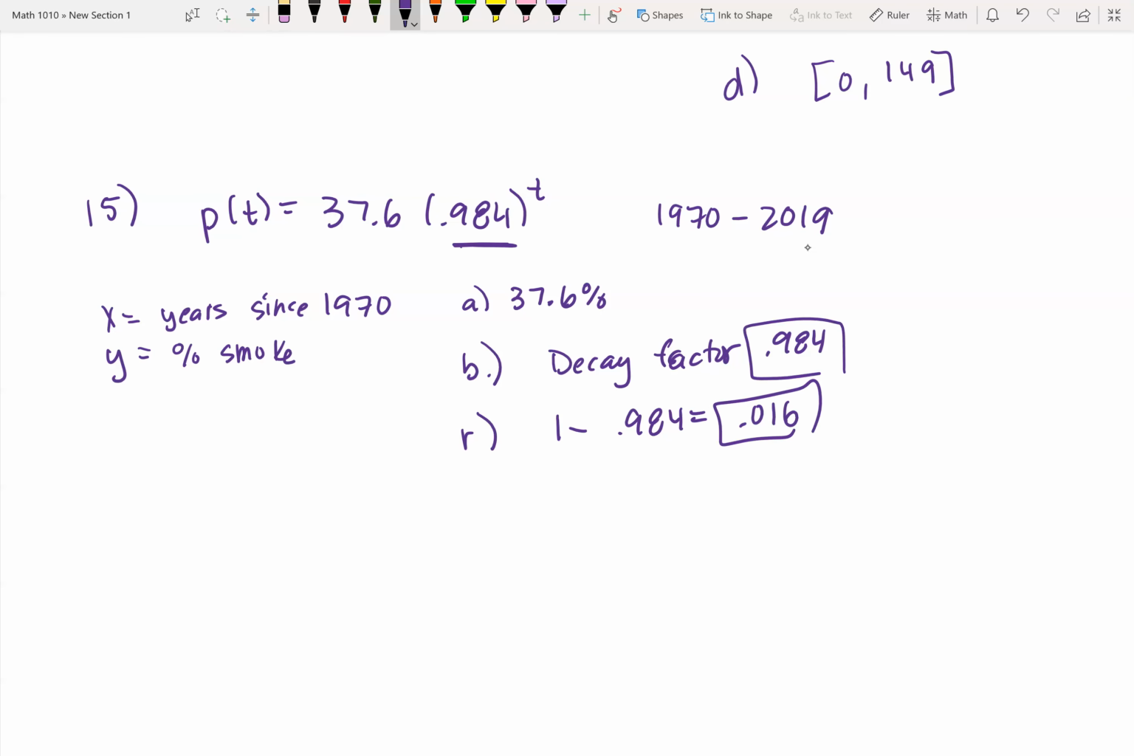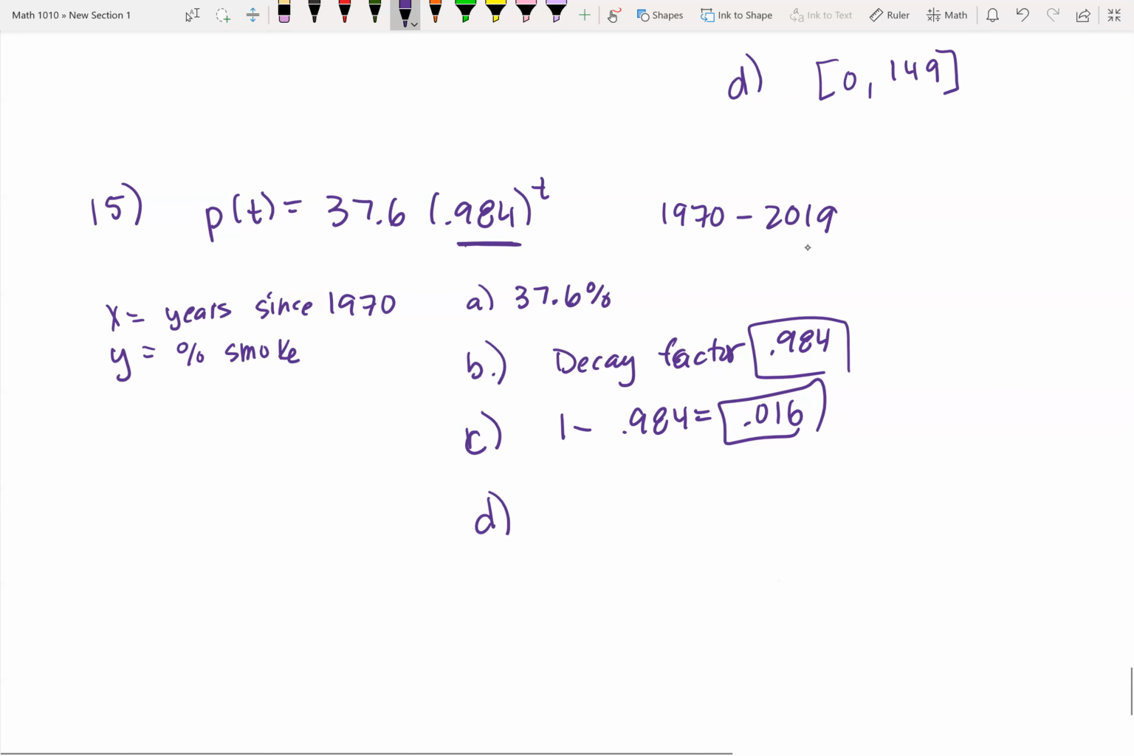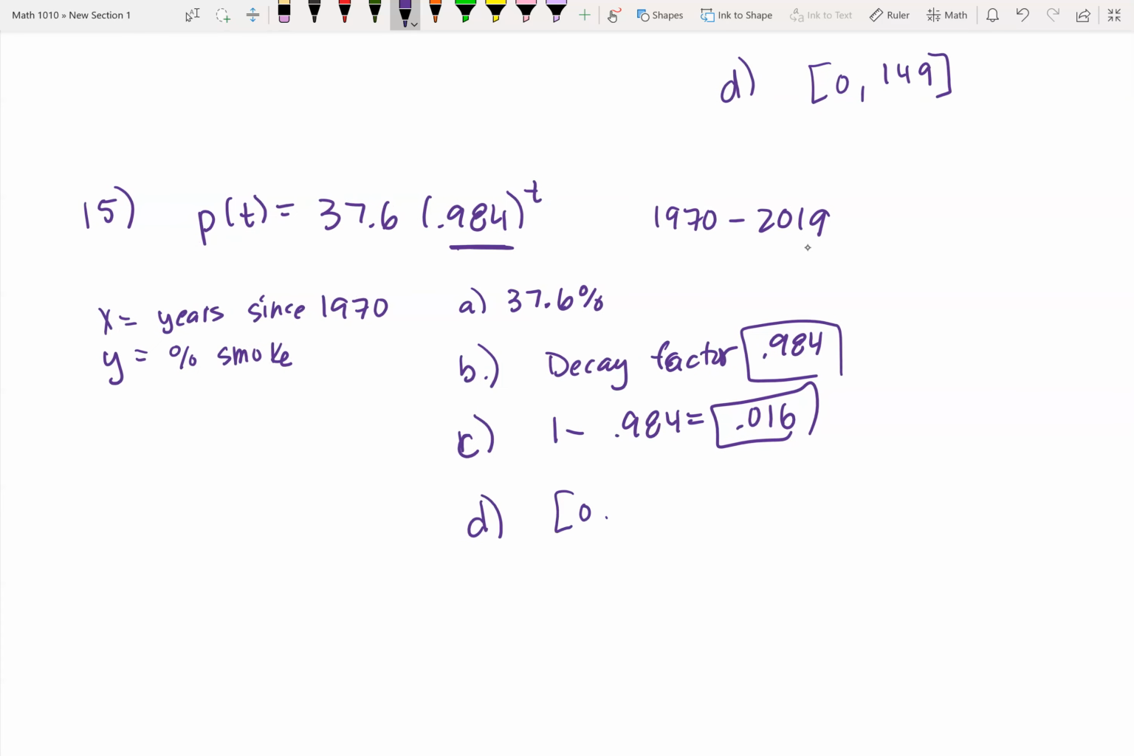Okay. Question D is, what is the practical domain? Domain says years since 1970. So that would be 0. And how many years is it from 1970 to 2019? Well, that would be 49 years. So it goes from 0 to 49.